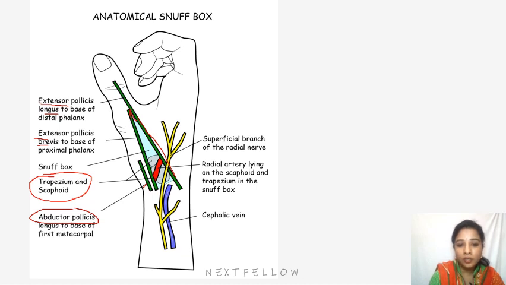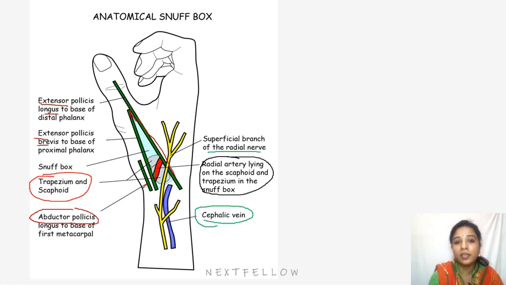Along with the cephalic vein we can see the superficial branch of the radial nerve. The relation of the superficial branch of the radial nerve is very important. Damage to it causes loss of sensation at the roof of the anatomical snuff box. The content of this triangle is this red structure, the radial artery. So these are the contents and boundaries, and the radial artery pulse can be felt in the anatomical snuff box.